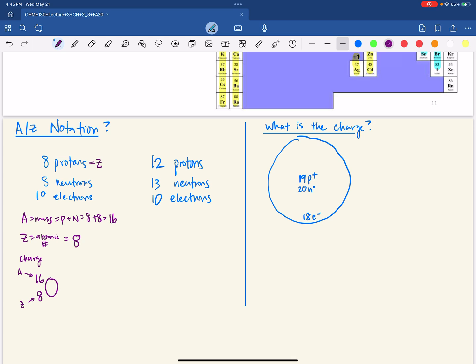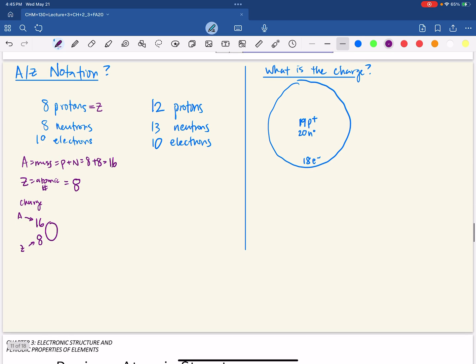What's the charge? And this is a new thing that we learned. The charge is going to be the result of your protons and electrons. So let's go ahead and do some math. You've got 8 protons plus 8. You've got 10 electrons minus 10. That's going to give you 2 minus, or minus 2. So your charge is going to be 2 minus. Okay? Let's look at another problem here.